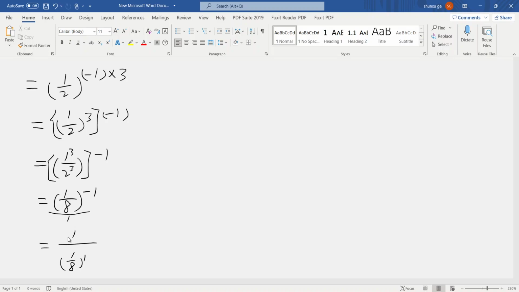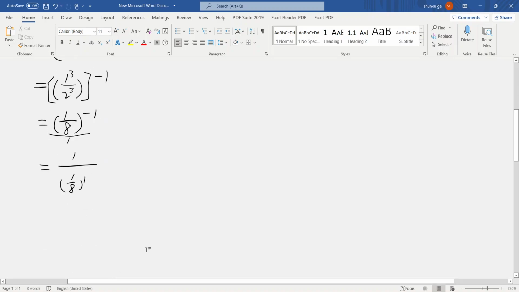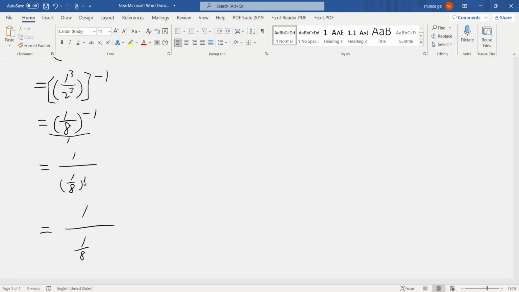Why do we write that? Because we want to move this number from numerator to denominator. But remember, when you move a number from numerator to denominator, you should change the sign from positive to negative or from negative to positive. But now we change it from negative to positive. Okay, here. 1, then 1 over 8. Because it's 1, we don't need to write it again.